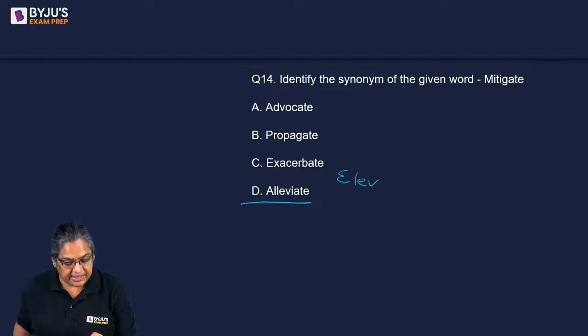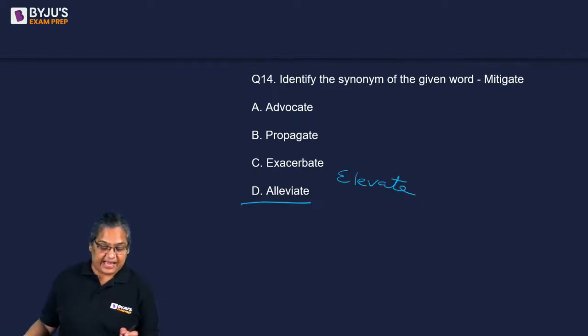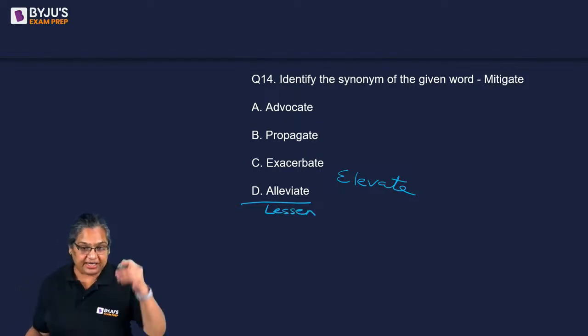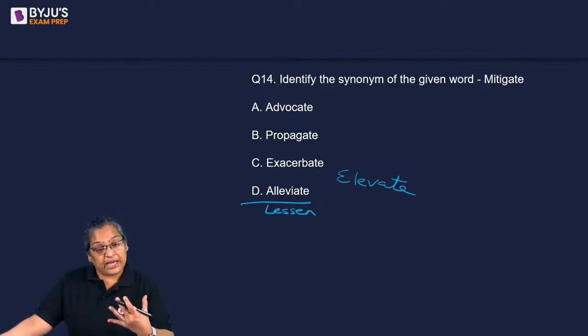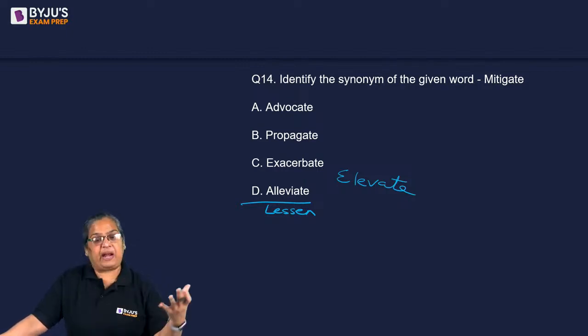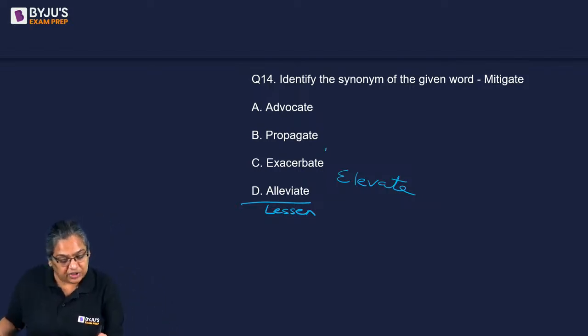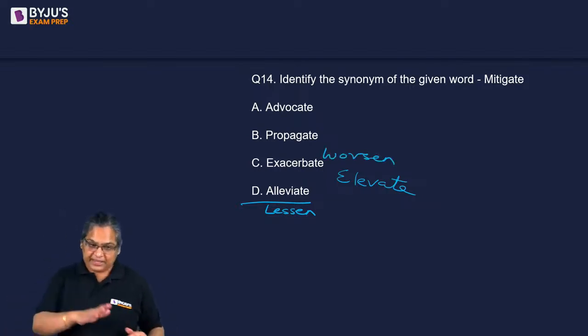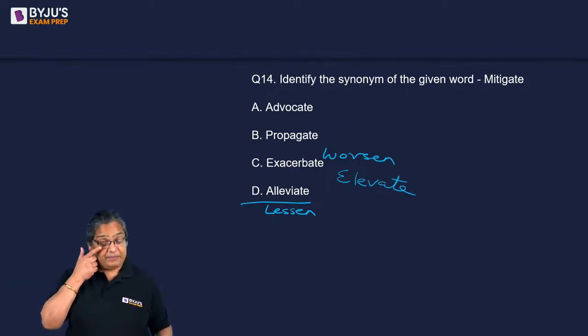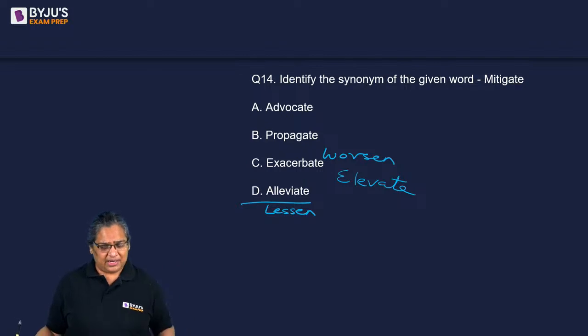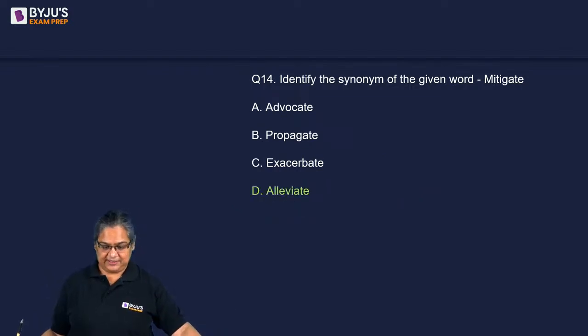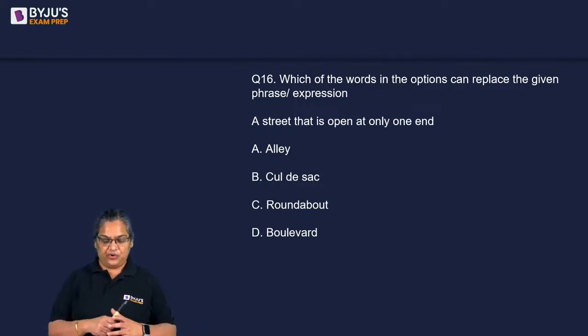Don't confuse it with elevate. Elevate means to rise, alleviate means to lessen or decrease the effects of something. Advocate is to support something by speaking in favor of it. You advocate a particular law as a verb, right? Propagate is to spread. Exacerbate is to worsen, to make a situation worse. Then you say you exacerbate the situation. So sometimes they pass a law and you will say instead of alleviating the problems, it has exacerbated the situation, has made it worse, right? So mitigate means alleviate. Good, many of you got that right.